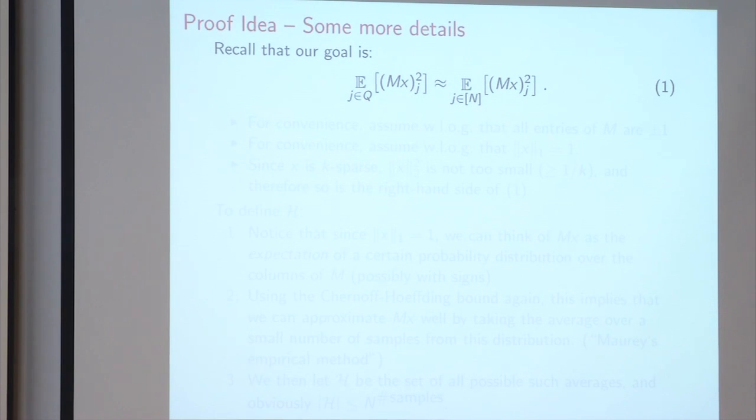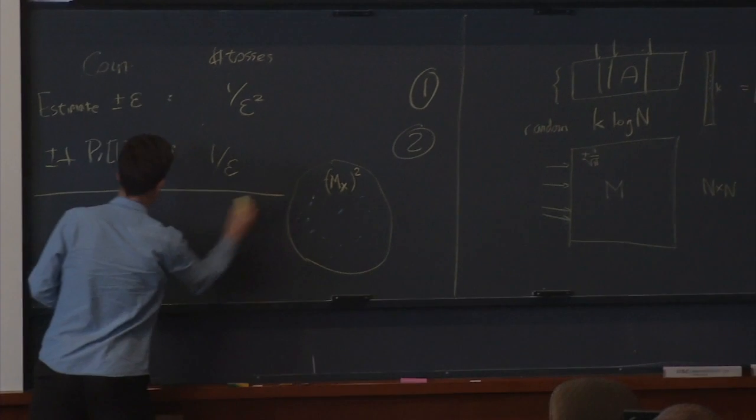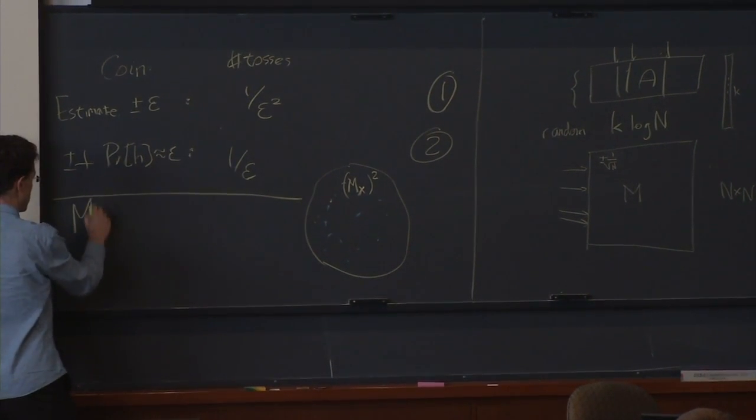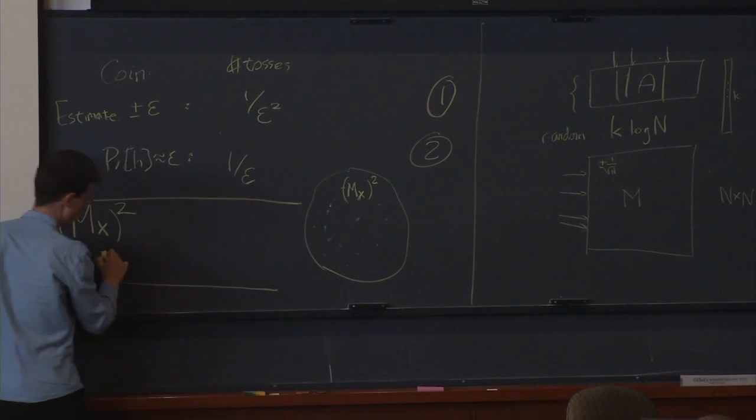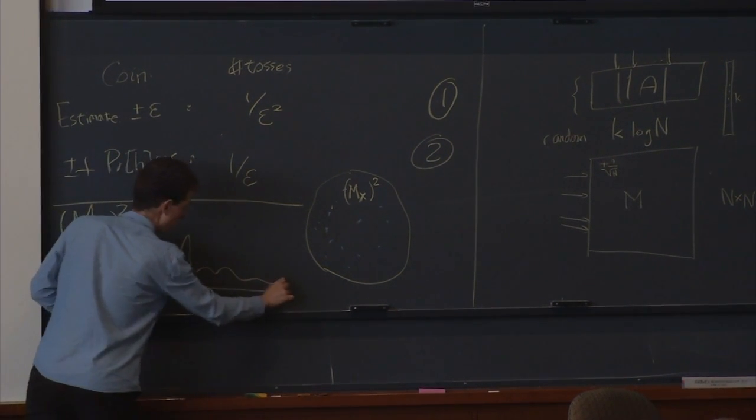So I have this vector. This is Mx. This should be Mx squared. Okay, so I have a vector Mx squared. I can kind of plot it here. Some coordinates, some big, some small.